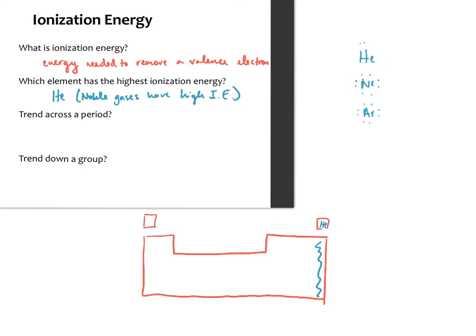Trend across the period. So let's talk about that one. Going across the period, let's take lithium as our example to compare to helium. Lithium only has 1 valence electron. Does it really want to keep that 1 electron? No. It really wants to give it up. So it's going to have a weak shield. So lithium has very low ionization energy.